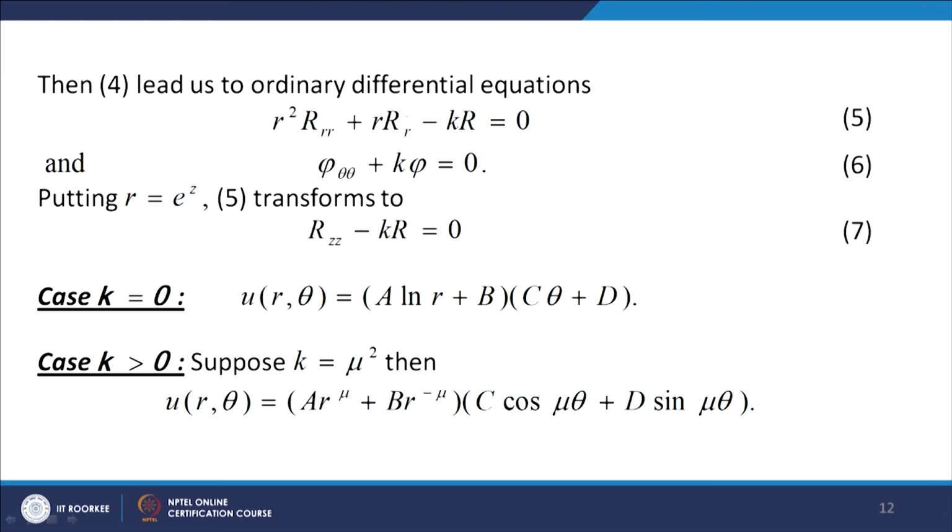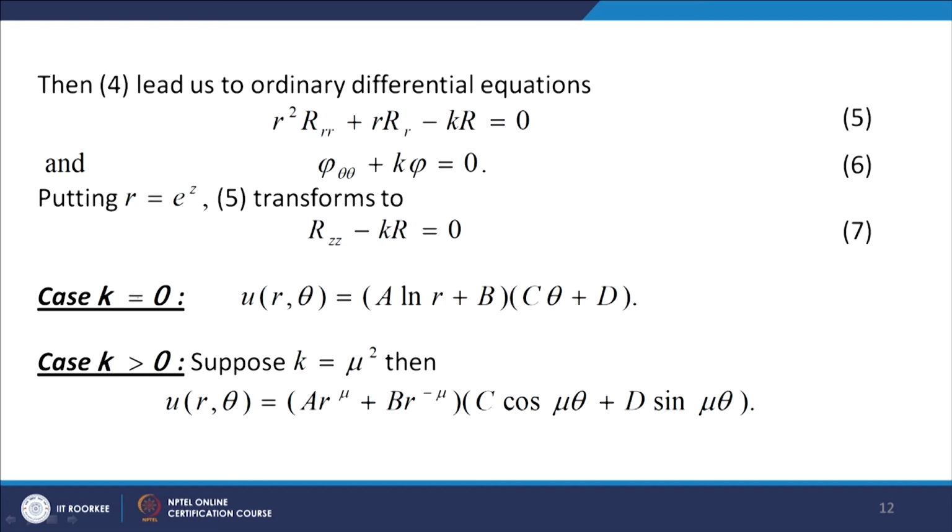Now, this is a Cauchy-Euler equation. In this, the standard method is that you replace the independent variable r by say e to the power z, then it transforms to a second order differential equation with constant coefficients. We get d²R/dz² minus k R equal to 0, and so it is a linear differential equation with constant coefficient, and the second equation is again a linear differential equation with constant coefficient.